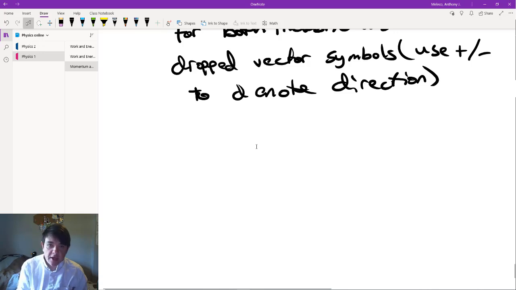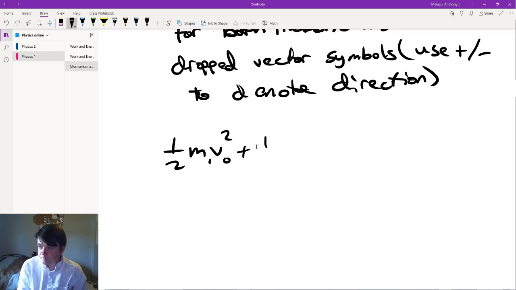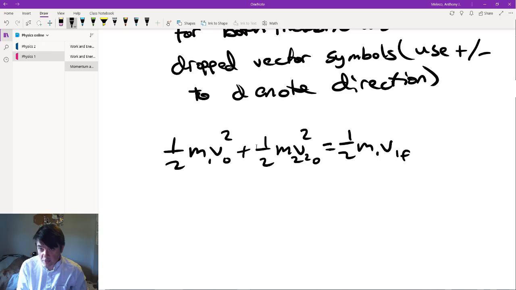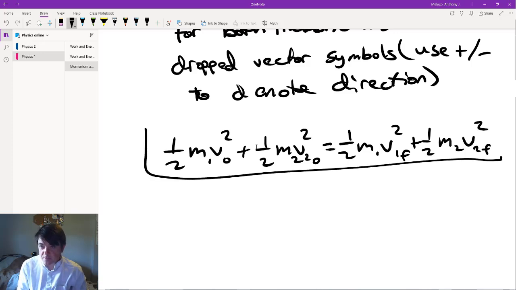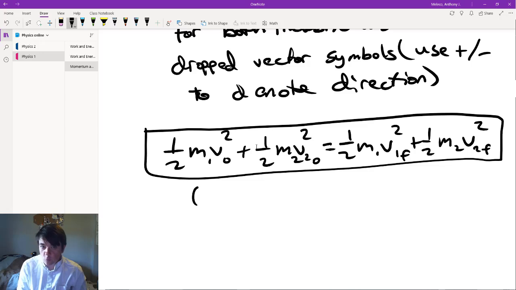The other equation that you can have here: 1/2 m1 v1 squared, the first ball's kinetic energy, plus the second ball's kinetic energy, is equal to the final. Like I said, there was kinetic energy conservation for elastic collisions. So this is what this means. This is for elastic collisions only.